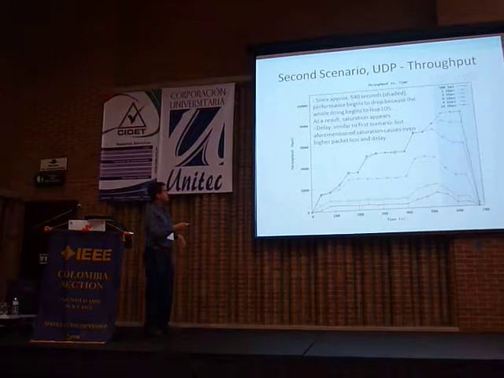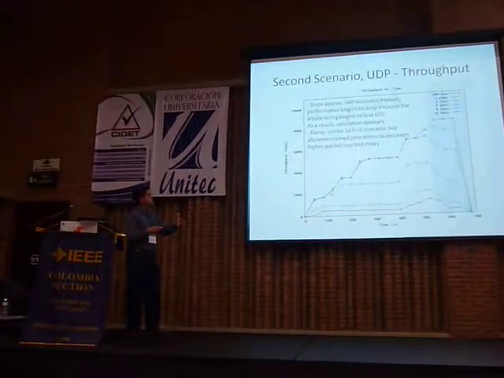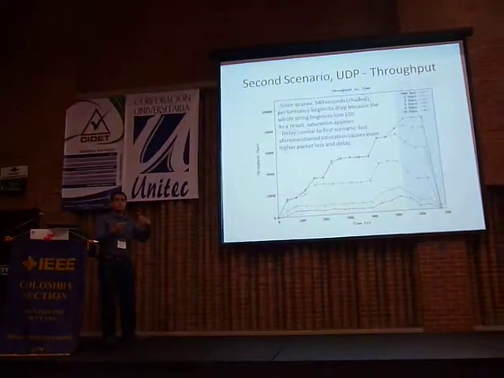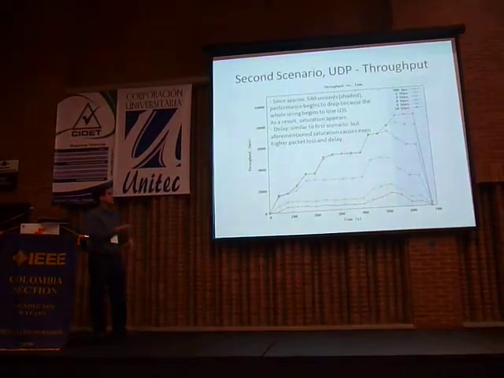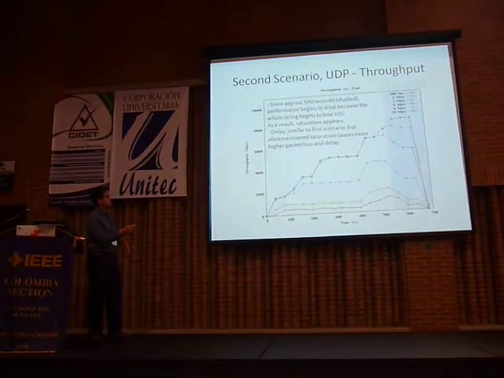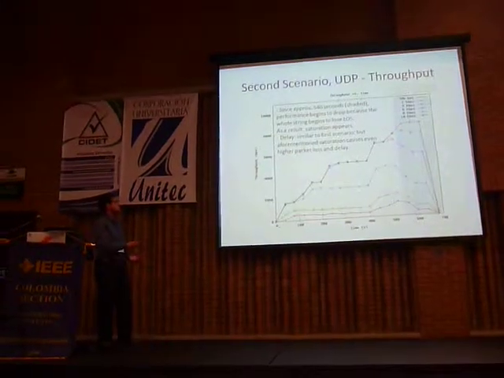Second scenario, for UDP: since approximately 540 seconds, this is shaded. Performance began to drop because the satellites began to lose the line of sight. So there is a saturation in the extreme intersatellite links. So this is shaded, and I call it loss, because of line of sight loss.